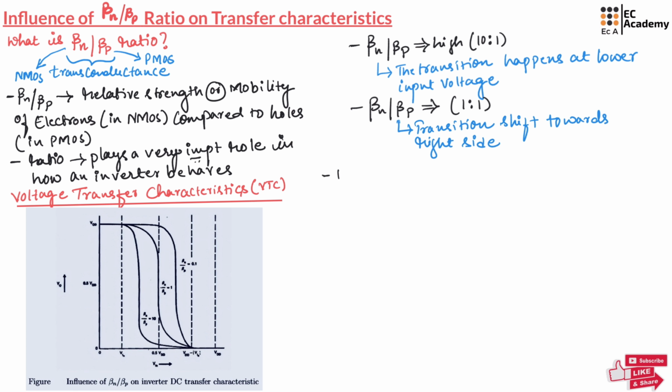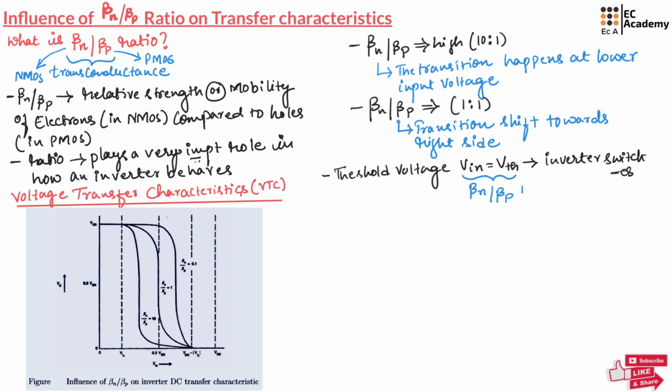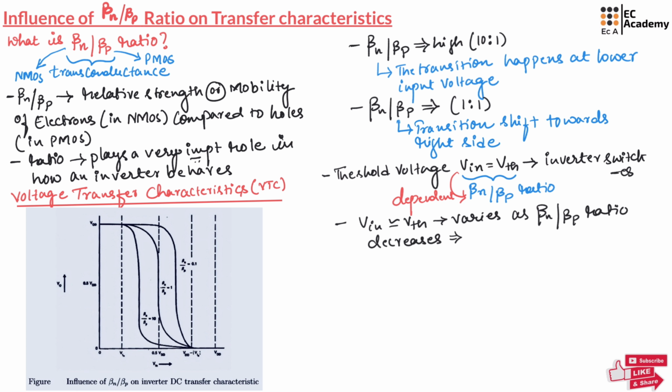We know that the threshold voltage, V in equal to VTH, is where the inverter switches from high state to low state, and this point is dependent upon the beta n by beta p ratio. The threshold voltage V in, which is approximately equal to VTH, varies as the beta n by beta p ratio decreases, and the transition region moves from left to right as shown in the graph.